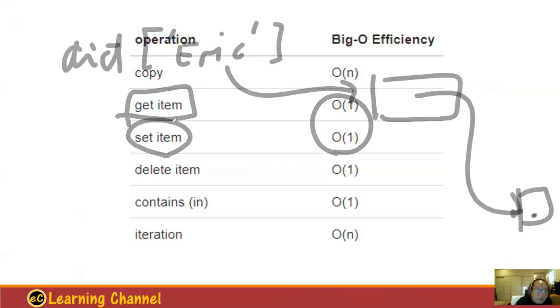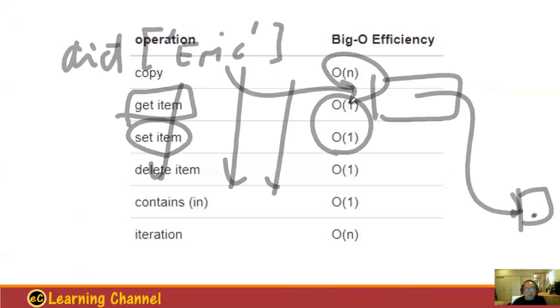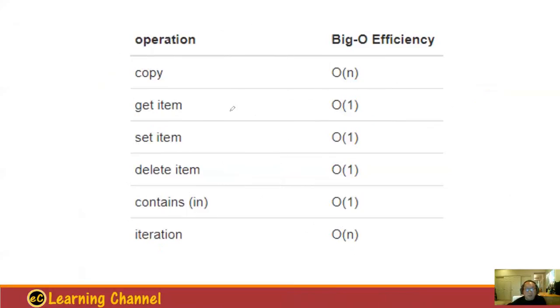But copy, you need to copy one by one, one by one, one by one. So actually it is order of n. Iteration is also order of n. Contains is order of 1 to check whether it's in there or not. You just need to check whether the variable can hash to some location or not.